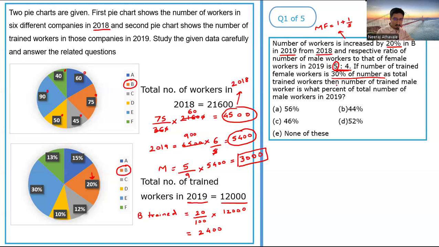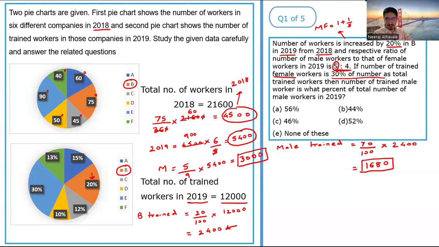Now 30% of them are female. That means we can say male trained workers will be 70% of these values. So it comes out to be 1680.